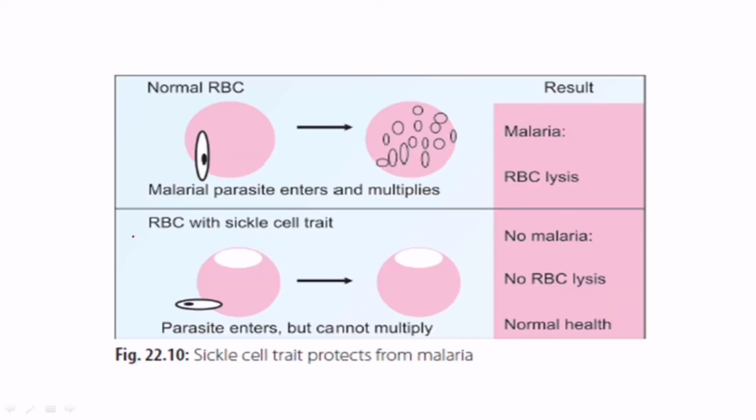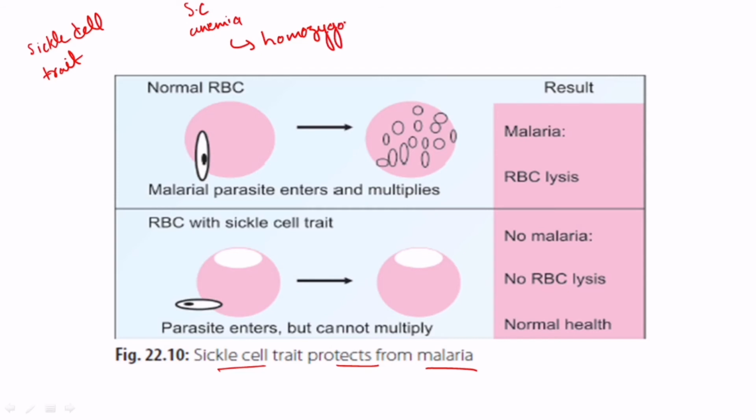Then comes the important point of discussion, that the sickle cell trait protects from malaria. But before that, you need to know the difference between sickle cell trait and sickle cell anemia. When I talk about sickle cell anemia, the person is homozygous, that is, it contains two mutant genes, inherited one from each parent.